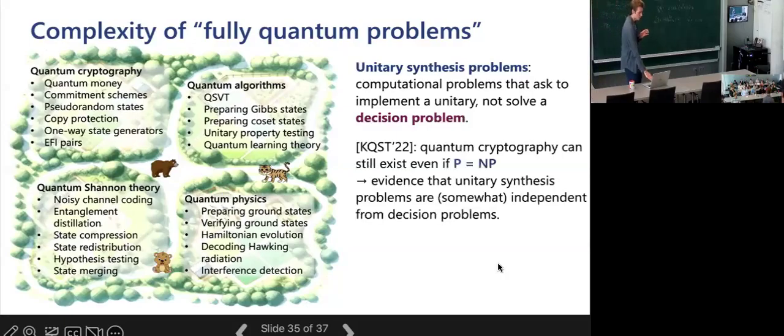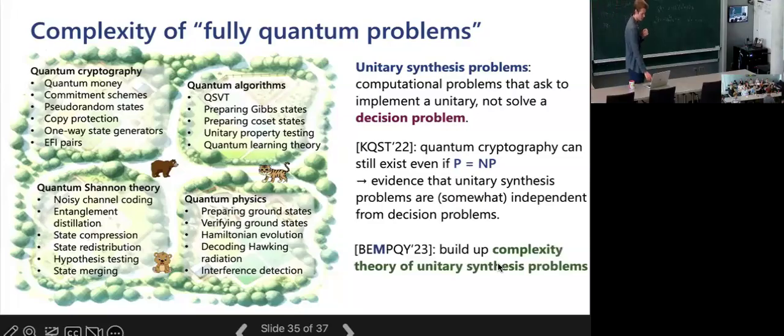And you could hope that this just reduces to decision problems, just like search problems usually do. But there's decent evidence that this is not the case. So for example, there's a paper from 2 years ago by Kretschmer et al. that proves that even if P is equal to NP, certain quantum crypto primitives can still exist relative to some oracle. And the interpretation of this for our purposes here is that breaking quantum crypto is a unitary synthesis problem. And just because some decision classes collapse doesn't mean anything about the unitary classes collapsing.